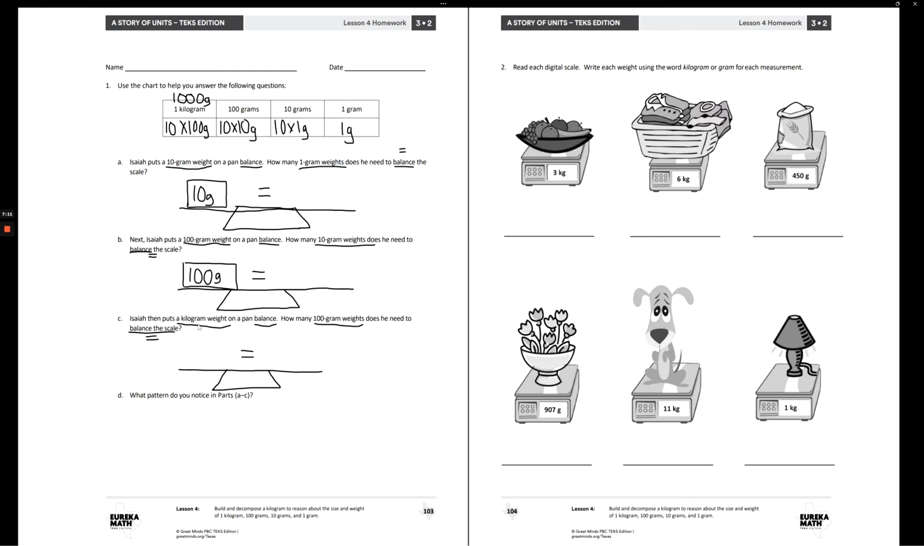Now, in order for us to make a kilogram equal to grams, we first need to decompose this, or break it down, into grams, so we have grams on both sides. Now, 1 kg, or kilograms, we know is the same as 1,000 grams.